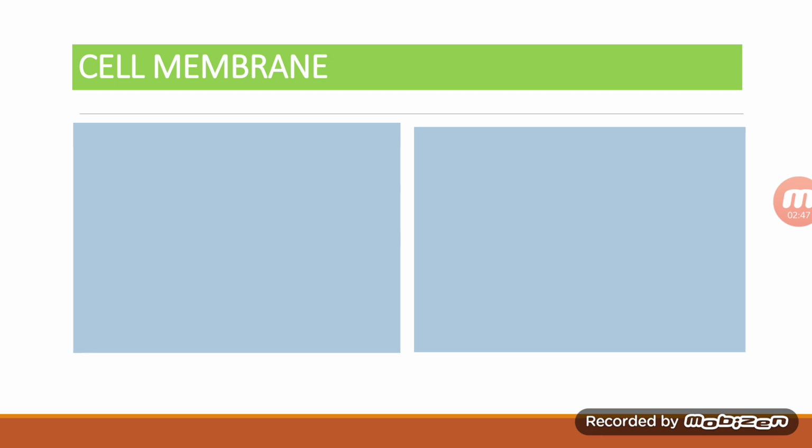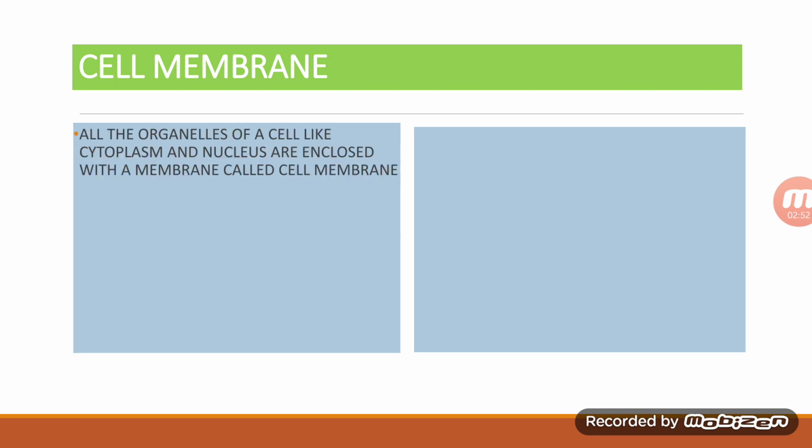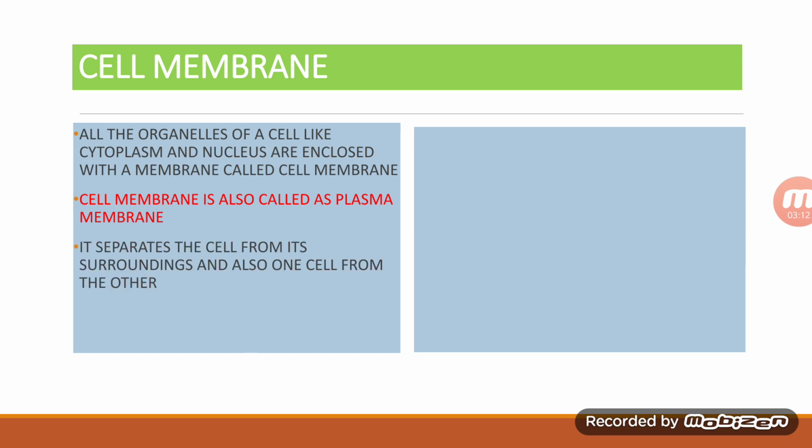So number 1, cell membrane. What is a cell membrane? All the organelles of a cell, like cytoplasm is also considered as a cell organelle, and nucleus, are enclosed with a membrane, that is the outer covering, called the cell membrane. Cell membrane is also called the plasma membrane, and it will separate the cell from its surroundings and also one cell from the other cell.